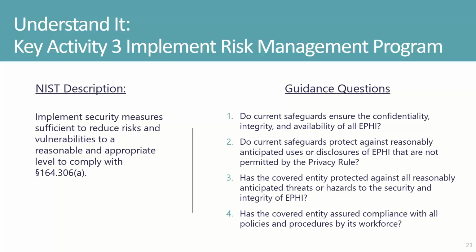Now, of course, remember in the privacy rule, we are allowed to use the information for treatment, payment, and healthcare operations, and we're allowed to use it for authorization. We have an authorization. But have we protected it from use or disclosures outside of that guidance that the Department of Health and Human Services gave us? And has the covered entity protected against all reasonably anticipated threats and hazards? And has the covered entity assured compliance with the policies and procedures in the workforce?